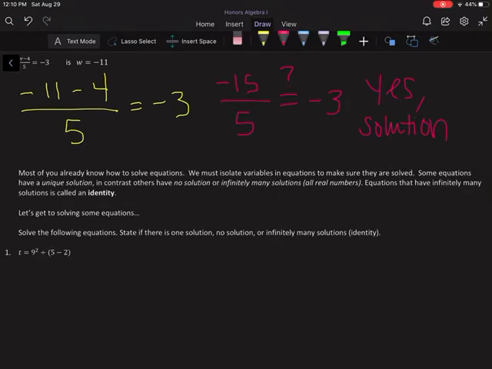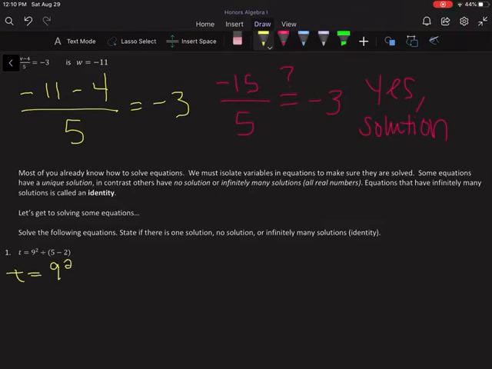So again, most of you know how to solve equations. You isolate the variable to make sure you solve. Some equations have unique solutions. In contrast, others have no solution or infinitely many solutions. So in question 1C, the unique solution for that equation was negative 11, all right? So we're going to solve the following equations and state if there's one solution, no solution, or infinite. Or identity is what we call infinite solutions. So again, you see it's just the order of operations here.